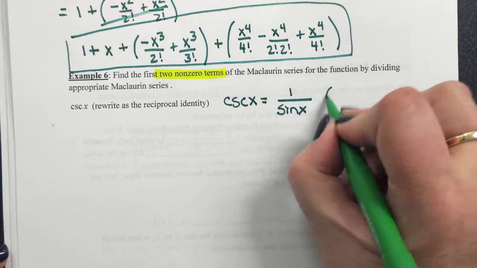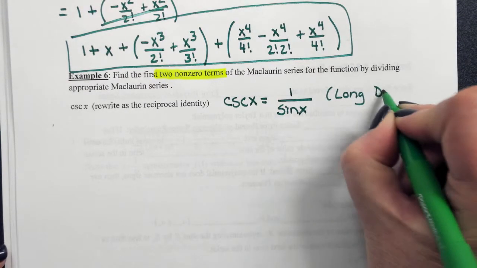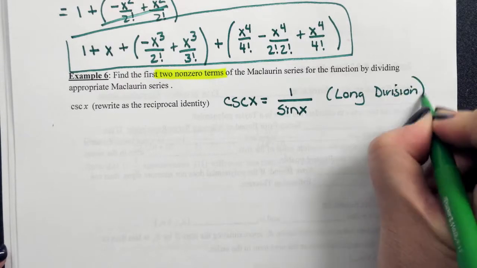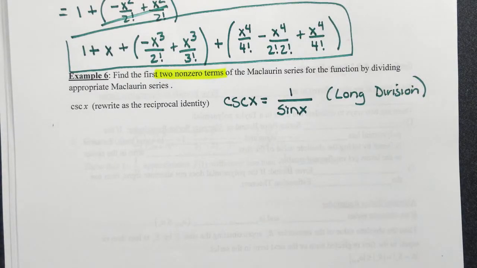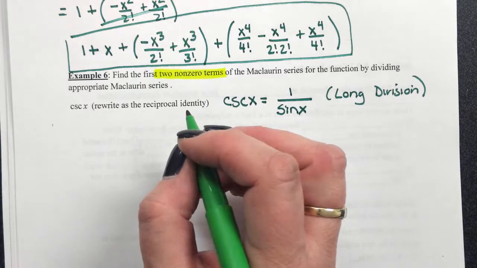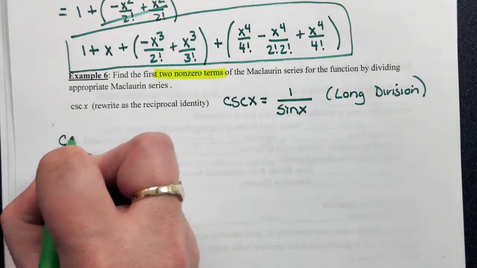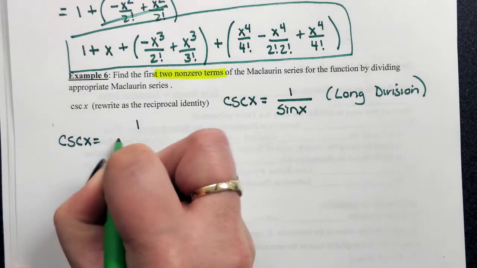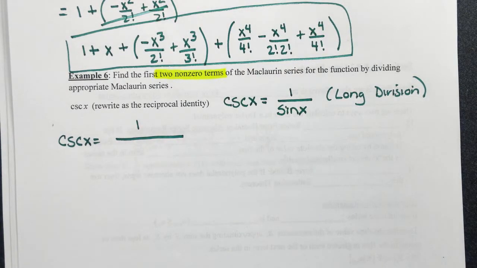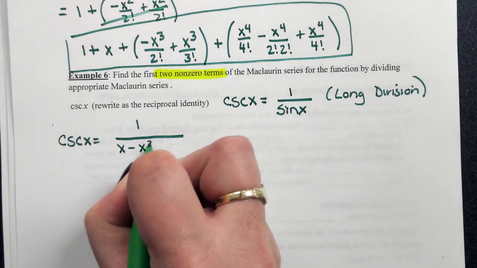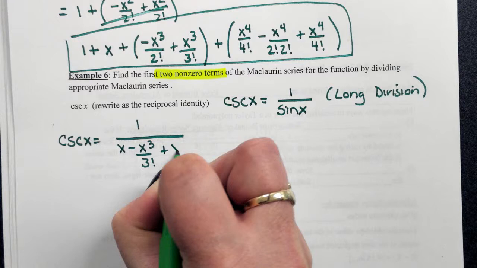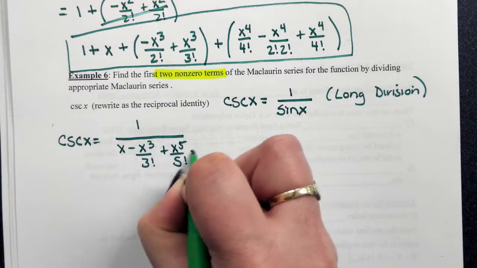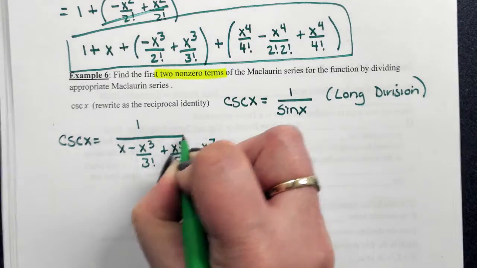So what you're going to have to do with these is long division. When you end up with a Maclaurin series in the denominator, you are going to have to use your long division. So now remember, I know that my Maclaurin series for sine x, so cosecant of x, is going to be equal to 1 divided by. And I know the Maclaurin series for sine is x minus x to the third over 3 factorial plus x to the fifth over 5 factorial minus x to the seventh over 7 factorial. And that's where I'm going to stop.